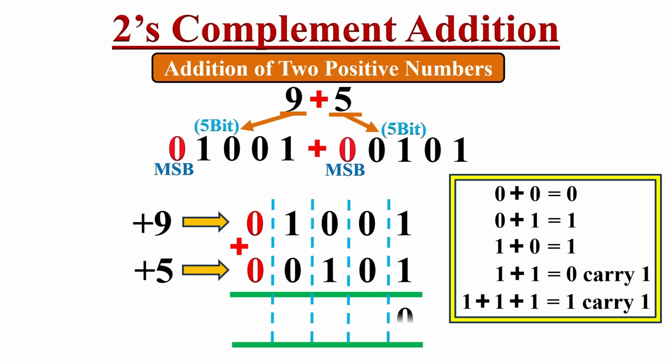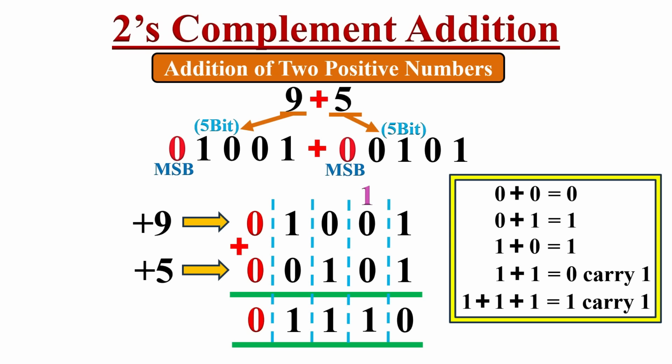So 1 plus 1 equals 0 with carry 1. In the next column, we have 1 plus 0 plus 0, that equals 1. Next 0 plus 1, that equals 1. Next 1 plus 0, that equals 1. In the last column, MSB bits 0 plus 0, that equals 0. So after the addition, the answer is 01110.